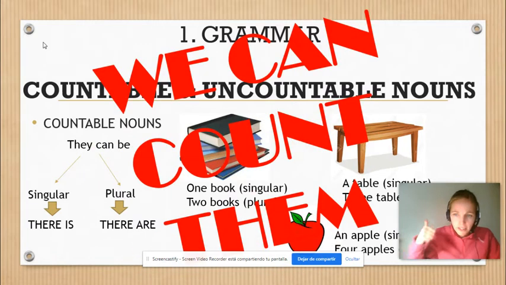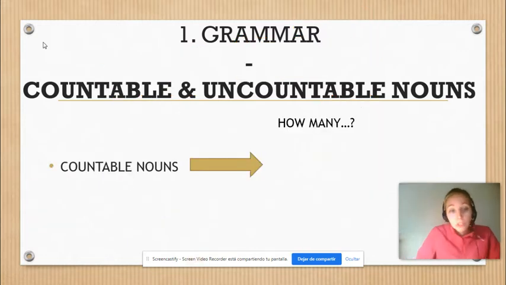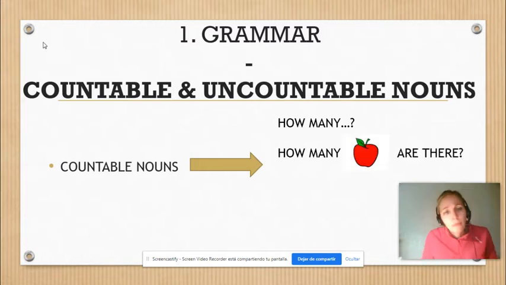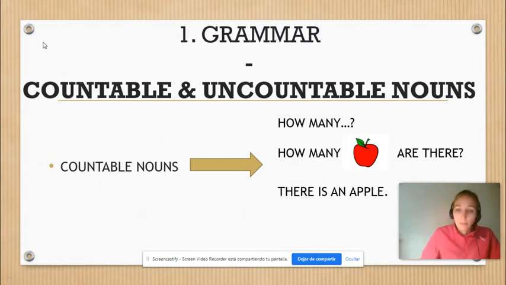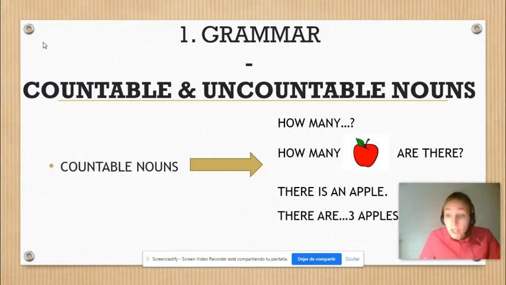This is to say, we can count the countable nouns. Okay? Everybody? Everything is all right? We continue. What happens with countable nouns? If we ask the quantity of countable nouns, we have to say, how many? For instance, how many apples are there in the fridge? And we can answer with, there is an apple, because it's in singular, or if there is one more apple, there are 3 apples or 4 apples, or the number of the apples. Okay, everyone? We continue.